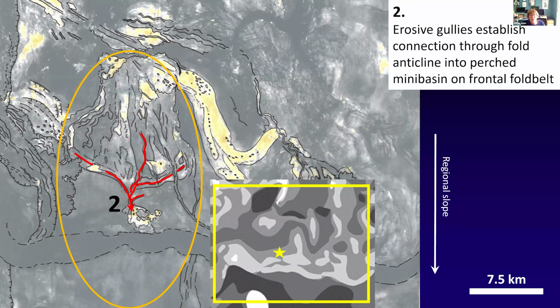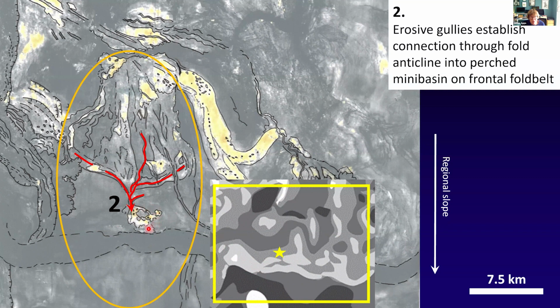As the topography is infilled, or was infilled, the lobes were progressively incised. These gullies here in red. Gullies developed and they converged to pass through a perch low between two strands of the compressional fold, here and here, in the fold belt.